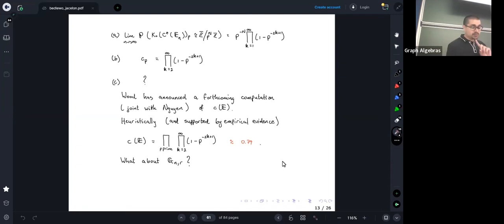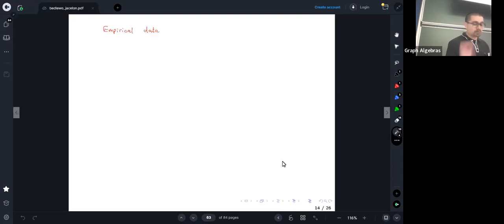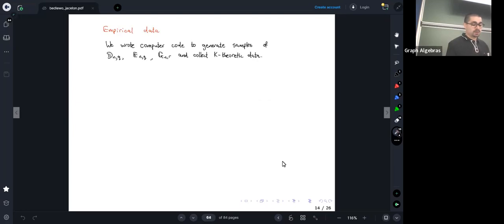What about the regular ones? So here we still already have the question. We don't know theoretically what the distribution is if p is 2 or p divides r minus 1. So as for what that should be, all right, let's get to this empirical evidence. My co-author Igor and I wrote some computer code in Python to generate some samples of these different kinds of random graphs, and we collected some K-theoretic data.